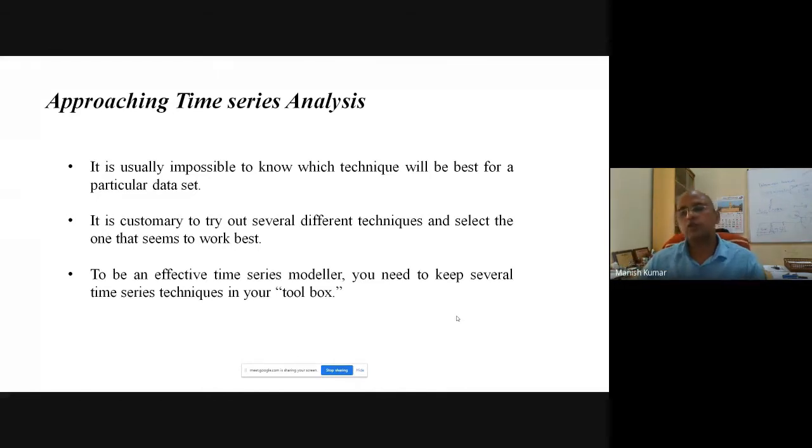But analyzing all such algorithms, techniques and methods to decide which one is the best is very hard. So what we do is try several different techniques, and what we select is the one that works best for my domain. So what is expected from all of you is that if you are a time series modeler, then you have to keep several time series techniques in your toolbox. Your toolbox must be filled with methods which can be applicable.